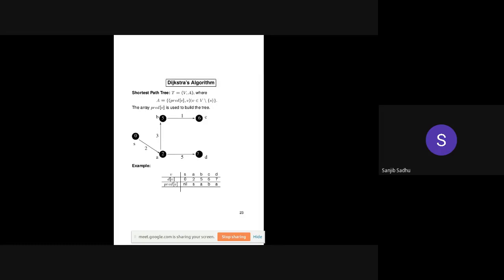Is it clear? Yes, sir. So this is the tree. You see why it is called the shortest path tree? You check, there are no cycles.